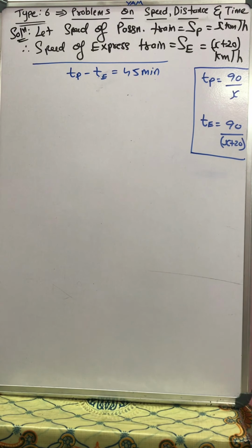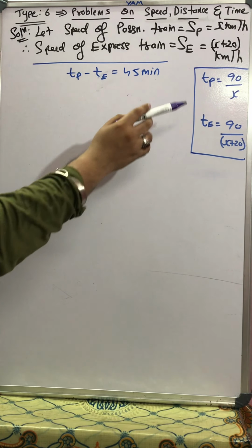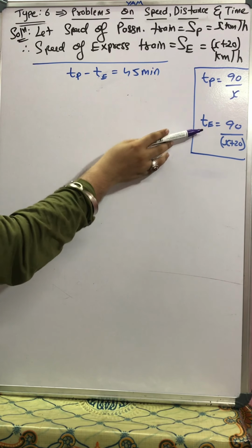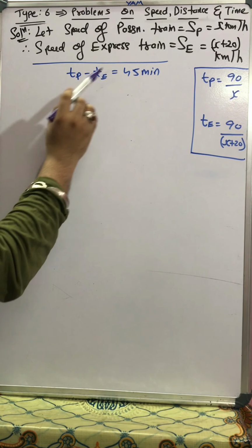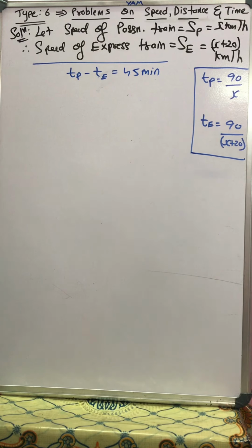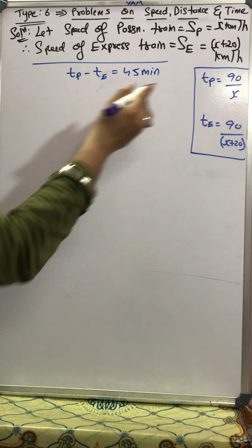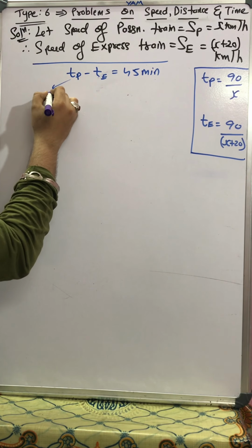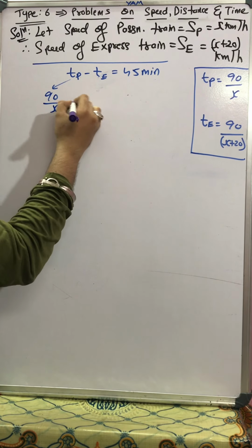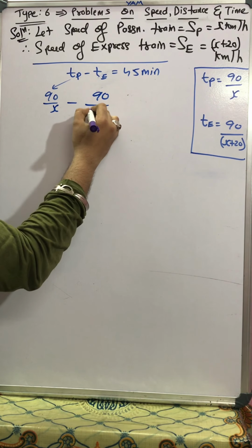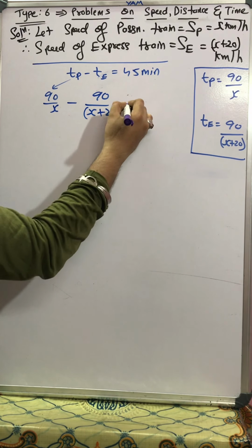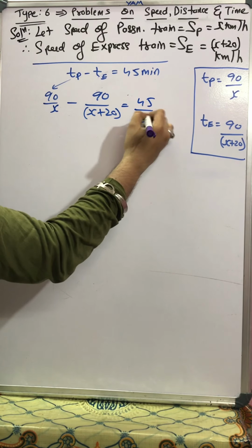So students, I erased the complete board. I just wrote here time for passenger train, time for express train, and this formula, this equation, sorry. Let's substitute the values now fast. Let's do it. Time for passenger train. At the place of time for passenger train, I'll substitute this. Let's be very quick now. 90 upon x minus 90 upon x plus 20 is equal to 45 upon 60.